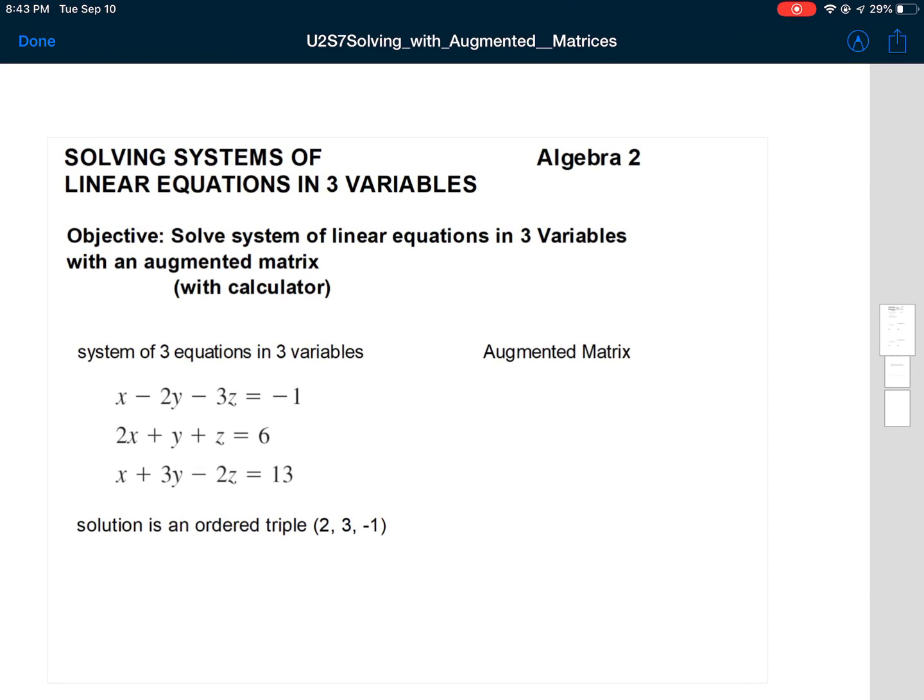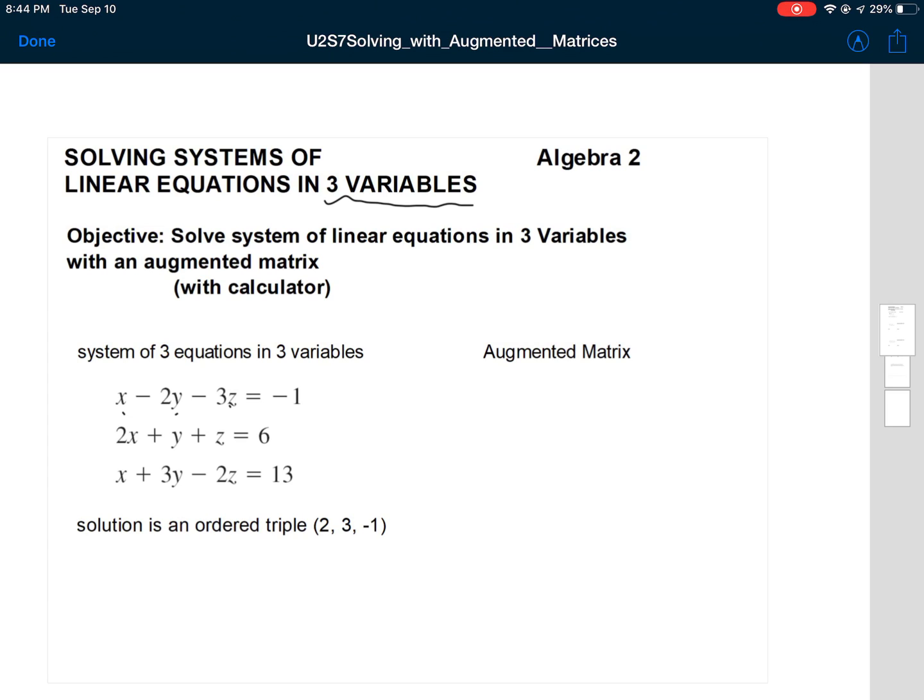Okay, on to solving systems. We're moving on to systems that now have three variables. Again, when we had two unknowns, x and y, we needed two equations to solve. When we've got three variables, x, y, and z, we need three equations to solve.